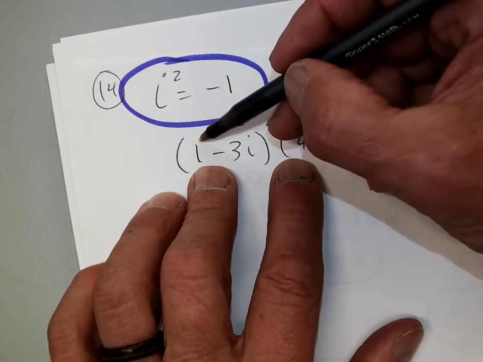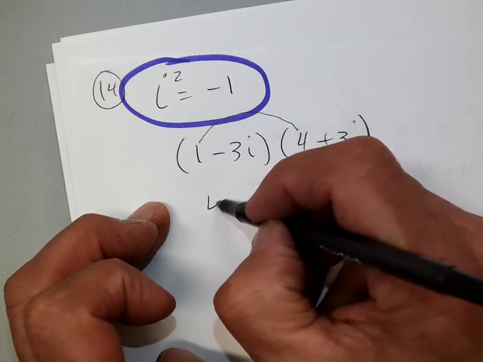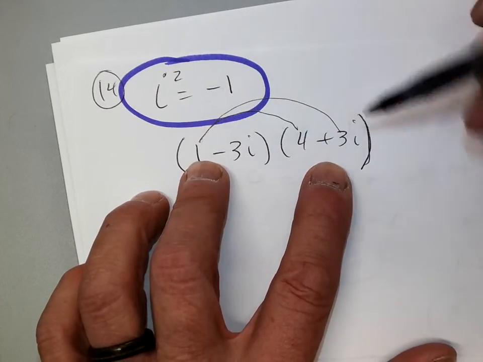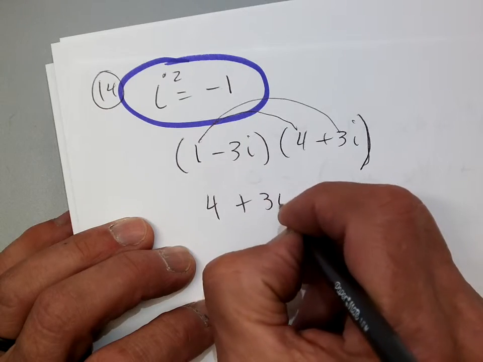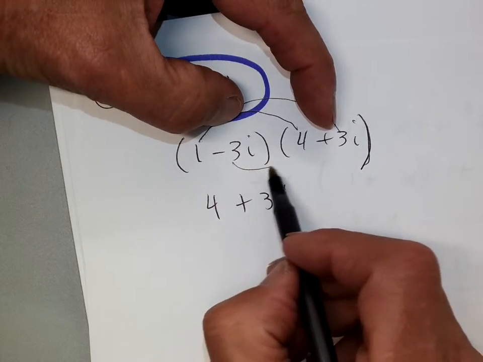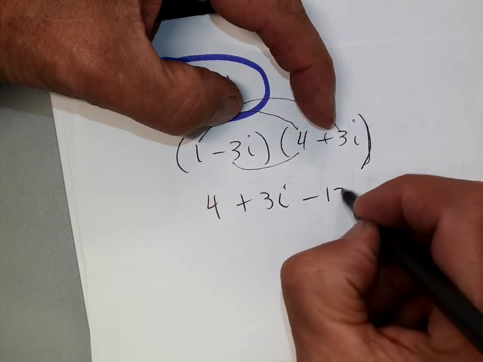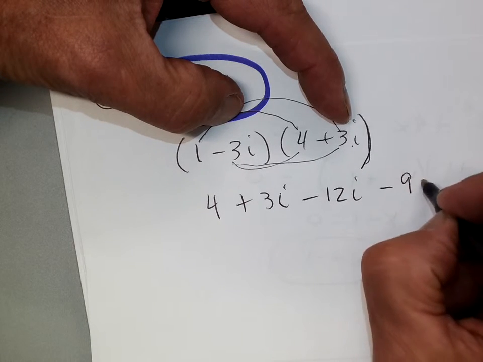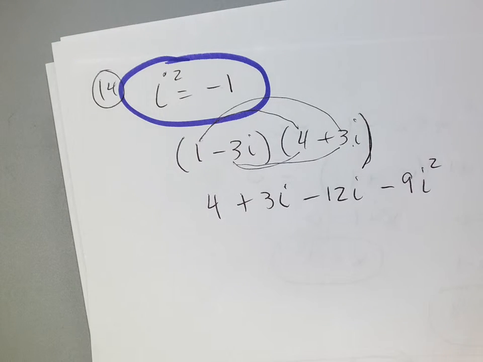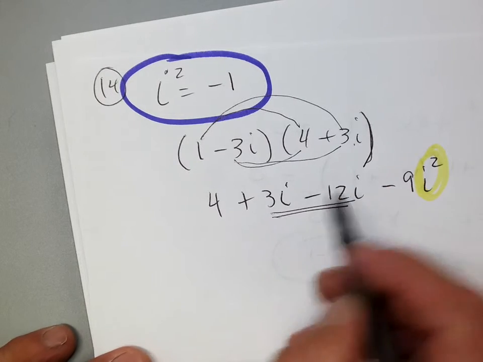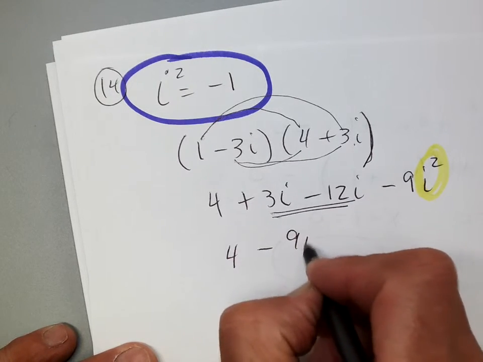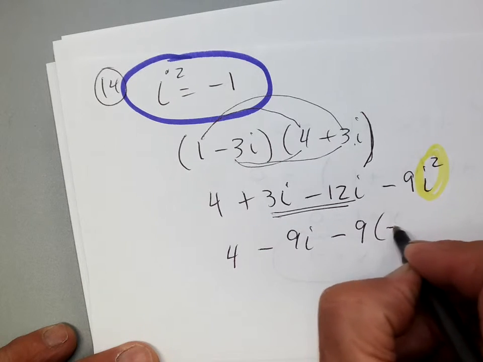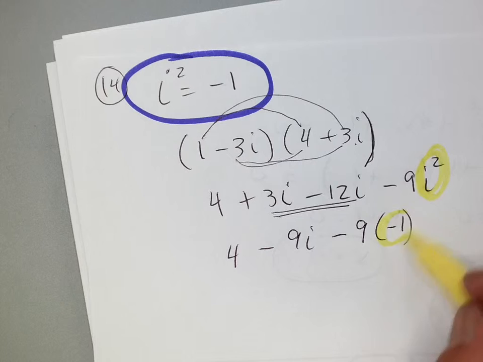Ready? 1 times 4 is 4. 1 times 3i is a positive 3i. Negative 3i times 4 is a negative 12i. And negative 3i times 3i is a negative 9i squared. Now, I'm going to change the i squared into negative 1. I'm going to combine these two. So I'm going to have a 4 minus 9i minus 9 times negative 1, because it turned the i squared into negative 1.